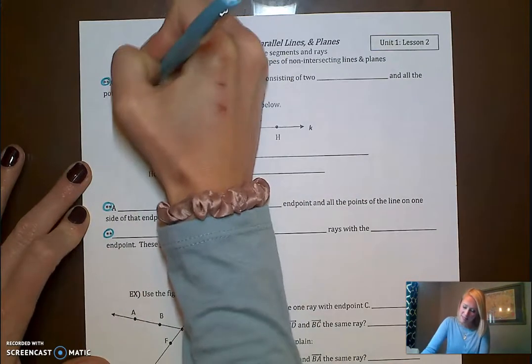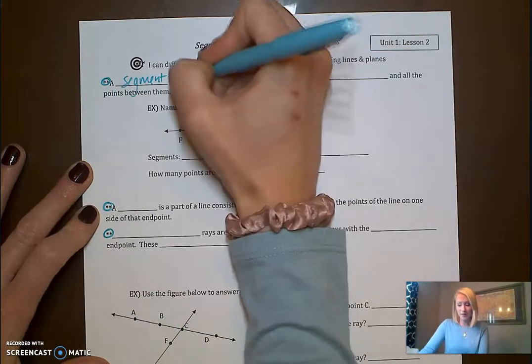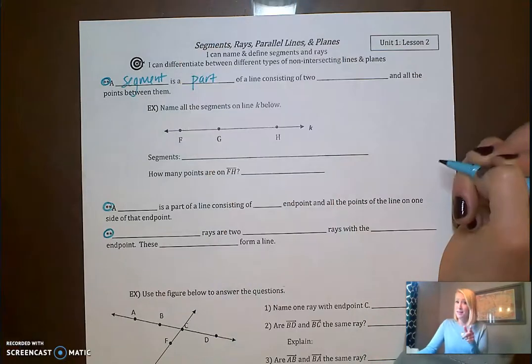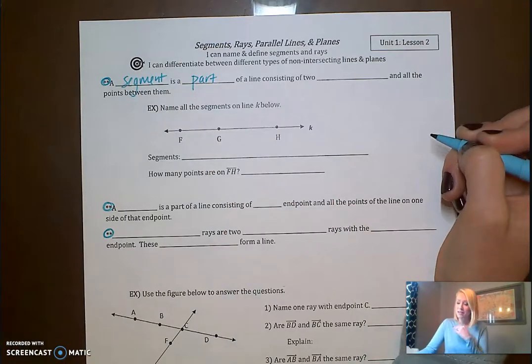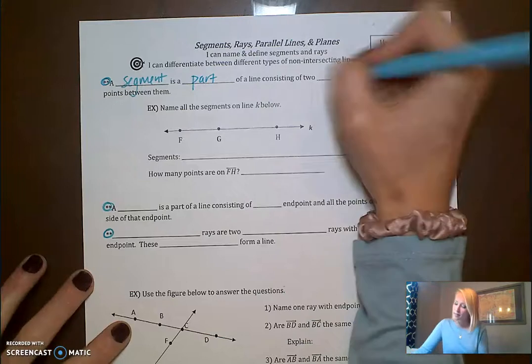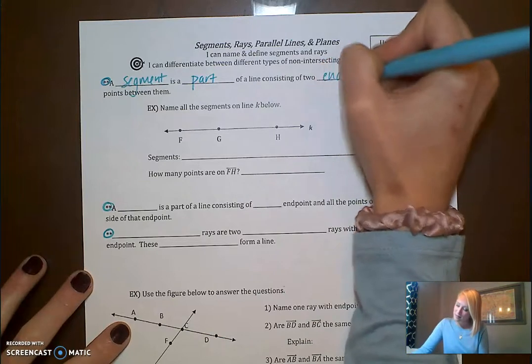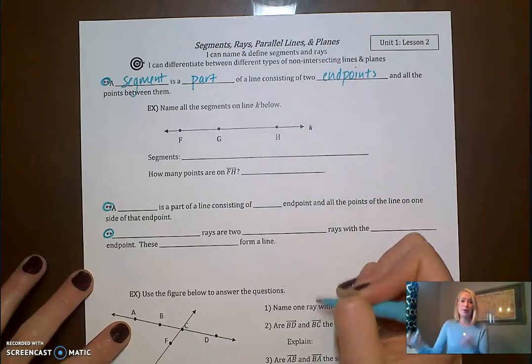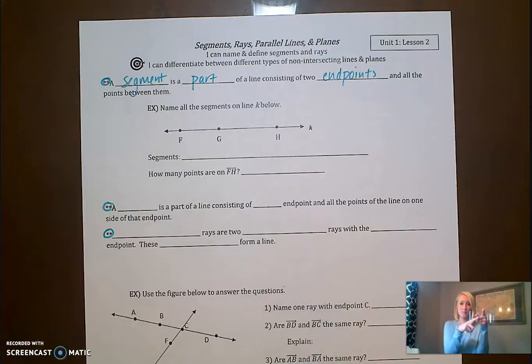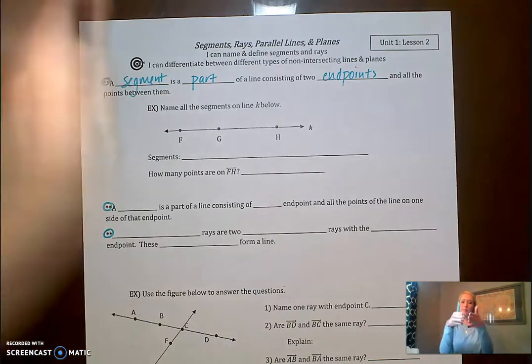So a segment is a part of a line. Talked about lines last time. It's a part of a line consisting of two endpoints. Along with the two endpoints, it's all the points in between them. So we talked last time that a line is actually just a string of points that go on forever in either direction. So a segment just stops here and here, and it's all the points in between.